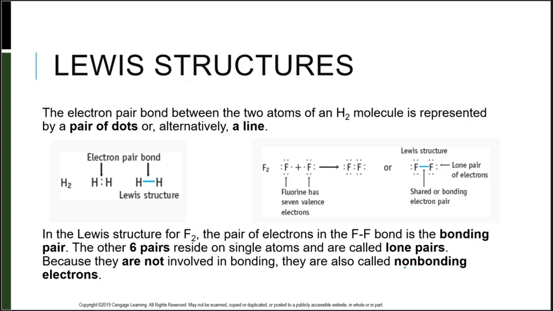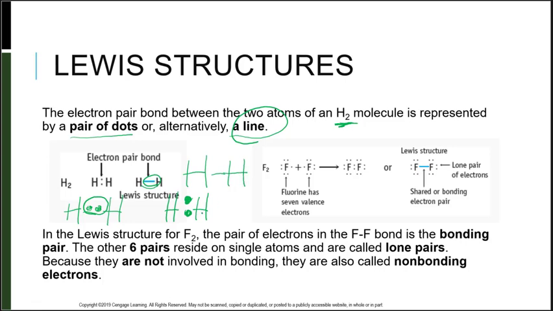The electron pair bond between the two atoms of a hydrogen molecule is represented by a pair of dots or a line. Notice that I have hydrogen that has one dot, another hydrogen has a dot, and when we form that bond, the first hydrogen has the top dot, the second hydrogen has the bottom dot, so we can see that there's a pair. Or we can have a line representing those two electrons. We visualize that one hydrogen has a dot there and the other hydrogen has a dot there, and we just connect the dots.